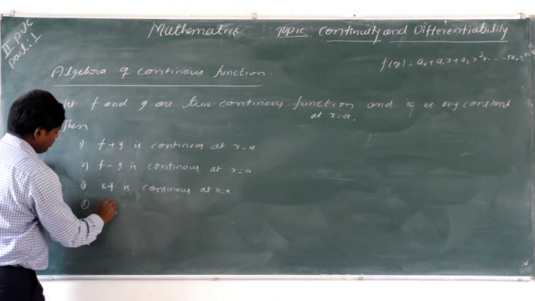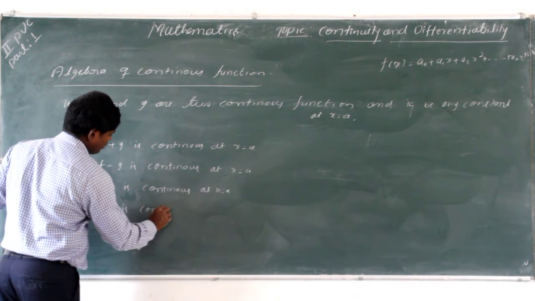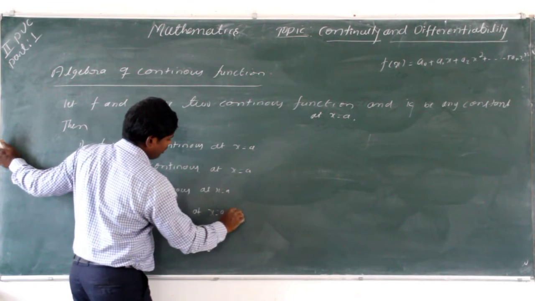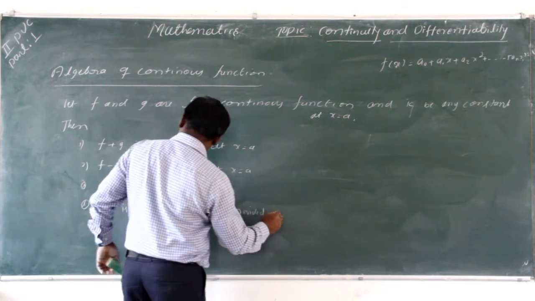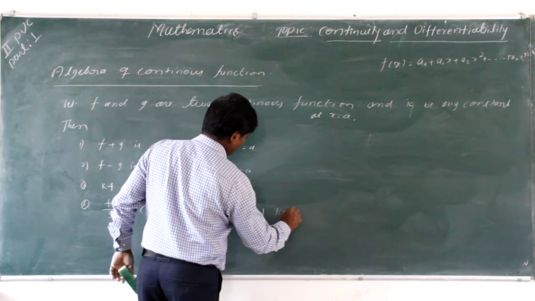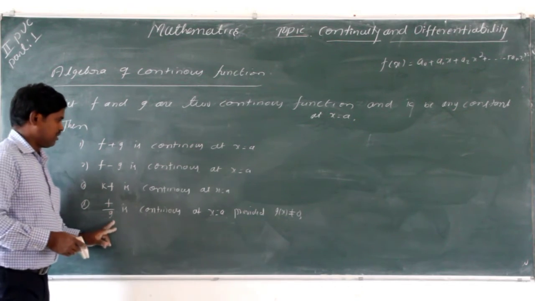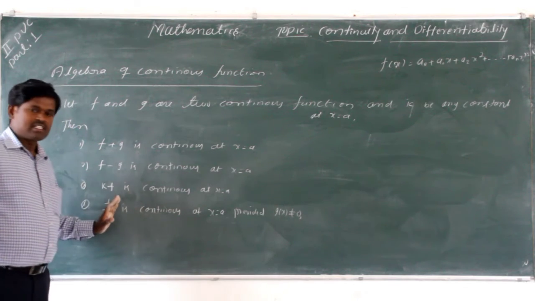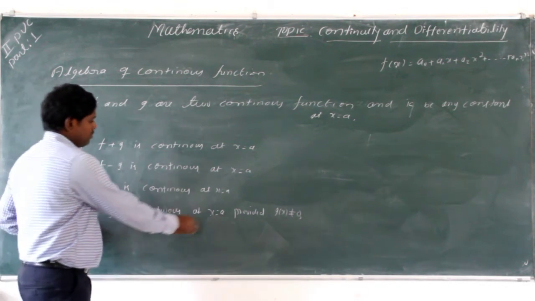And fourth one is f by g is continuous at x is equal to a, provided g of x is not equal to 0 in the denominator. So that is, g of x is not equal to 0. Then the quotient, f of x by g of x, is also continuous at x is equal to a.